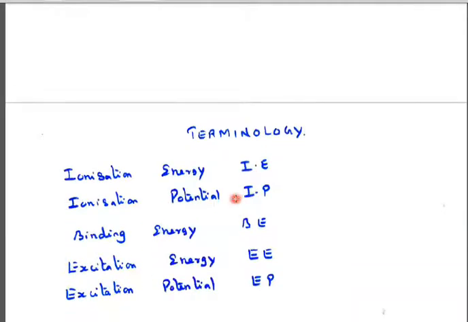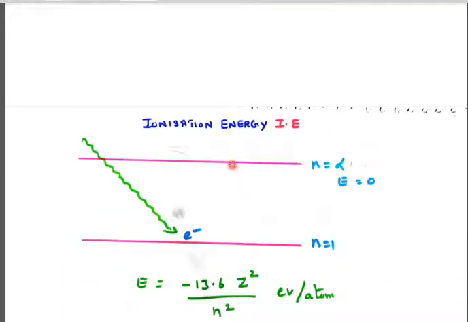So let us see the terminologies. It's a very, very important topic. We can see all five topics one by one. For example: ionization energy (IE), ionization potential (IP), binding energy (BE), excitation energy (EE), excitation potential (EP). So first we will take ionization energy, IE.